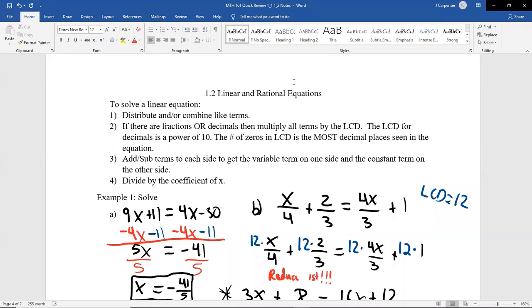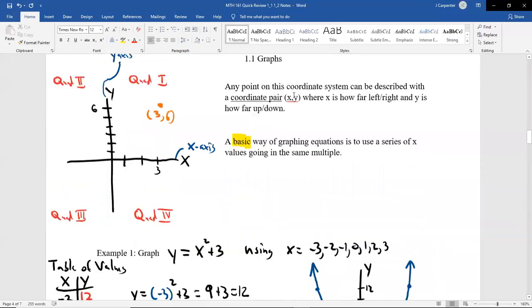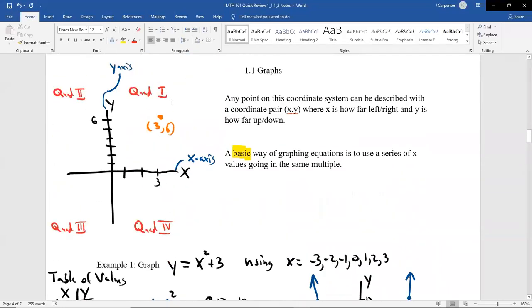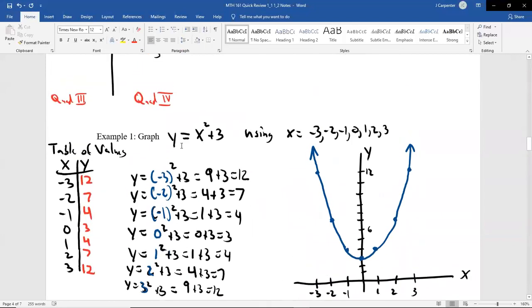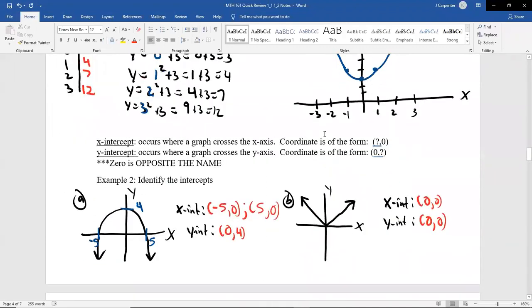We also covered 1.1 very briefly, just how do you graph, what are coordinates, how do they work, how can we graph an equation using a very generic and ultimately not that great of a method. We'll learn better methods in here, but for now, this is what we got.